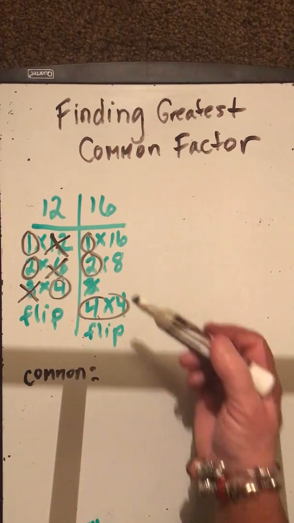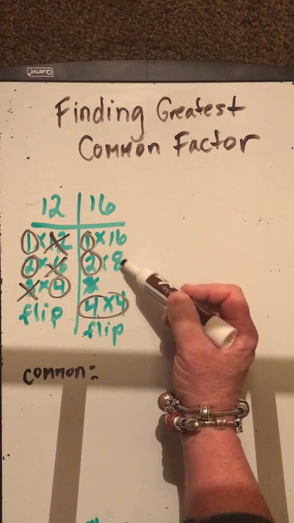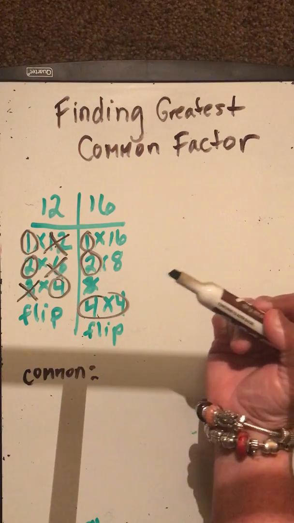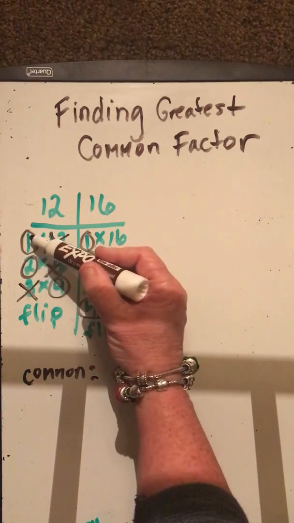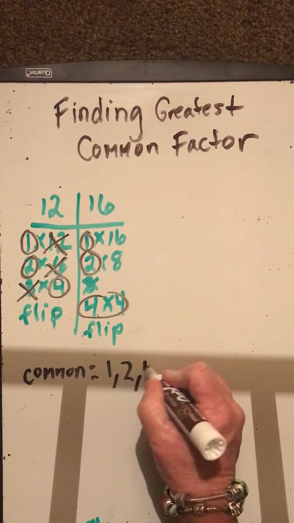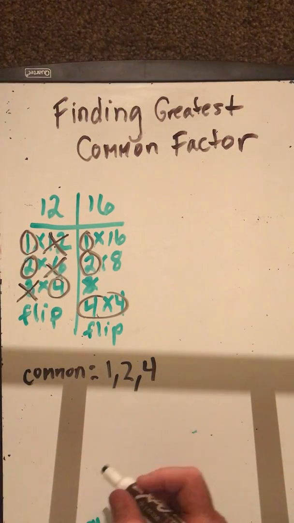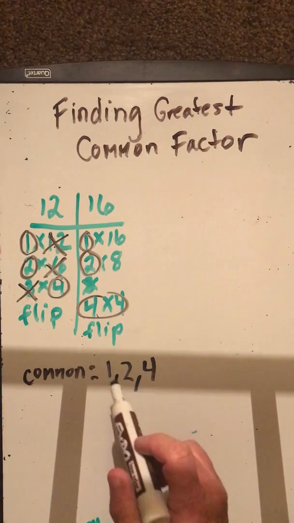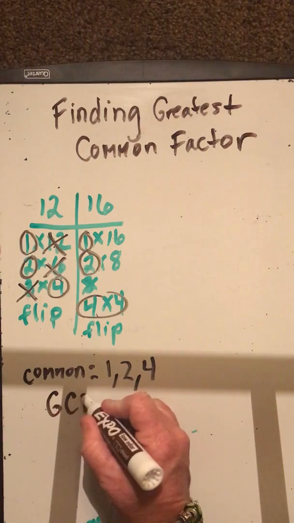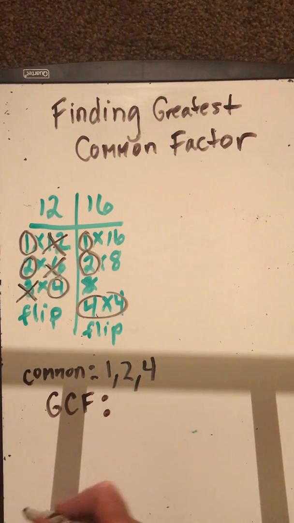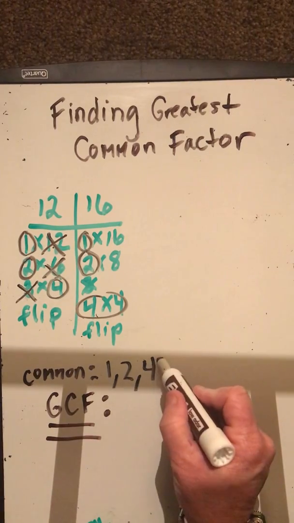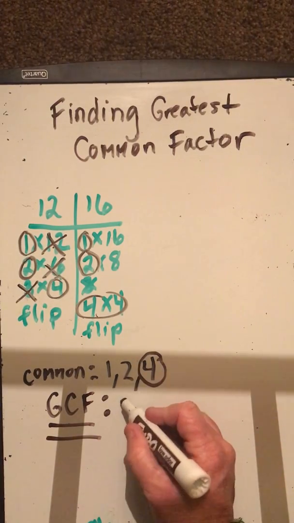Okay, so automatically that's going to eliminate any ones over here that we didn't already circle, because we already went through the whole list for 12. So the common factors would be 1, 2, 4. 1, 2, and 4 are factors for both 12 and 16. Now, we also like to find the greatest common factor, and we often call that the GCF. That's just the largest number, the greatest number, and that would be 4.